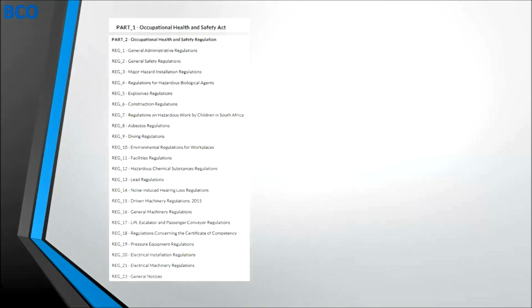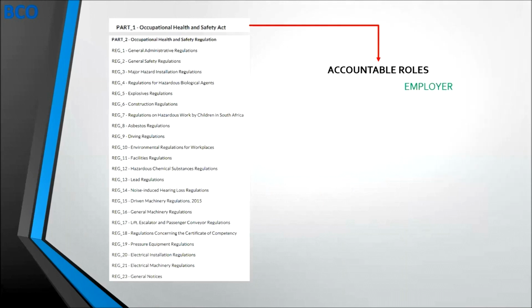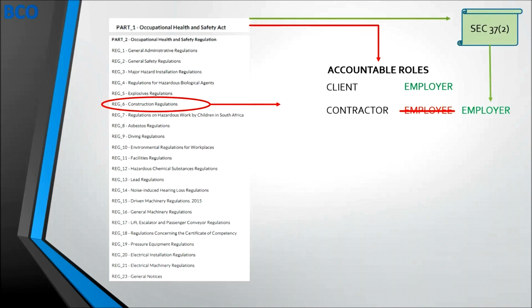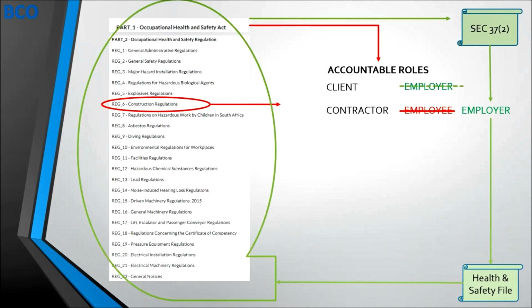The Occupational Health and Safety Act and Regulations stipulates the responsibilities of the employer and the employee in the workplace. The construction regulation stipulates that the client is accountable for the employer's responsibilities and the contractor is accountable for the employee's responsibilities. The Act further makes provision that the contractor can be made accountable for the employer's responsibilities through a written Section 37 agreement between both parties and a health and safety file that proves compliance with the Act.